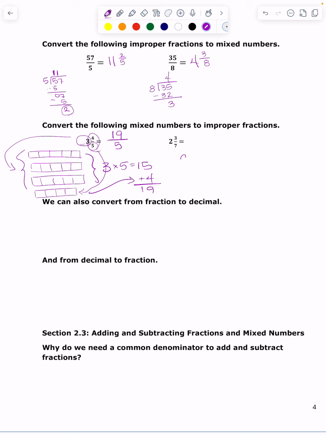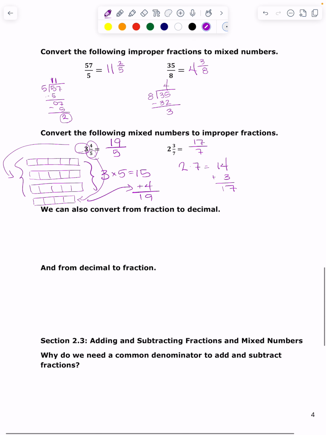So we're going to multiply the whole number part times the denominator. And then we're going to add the other pieces. Denominator does not change. Okay. We have done this before.